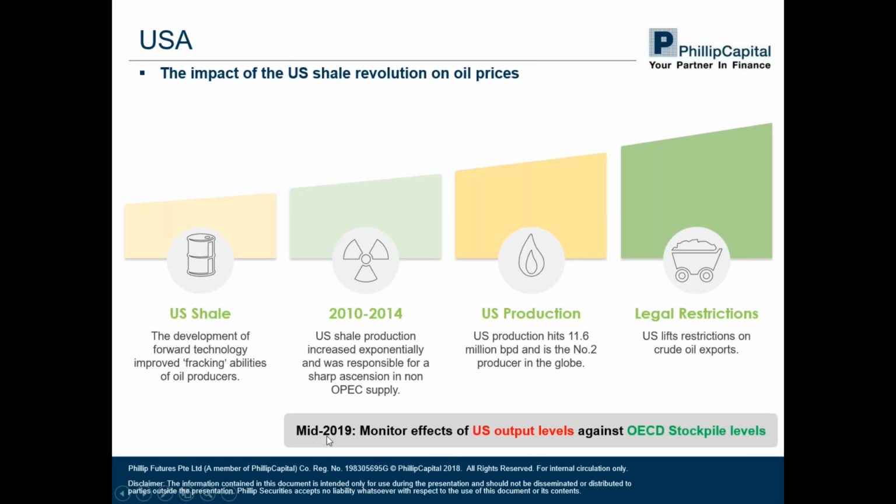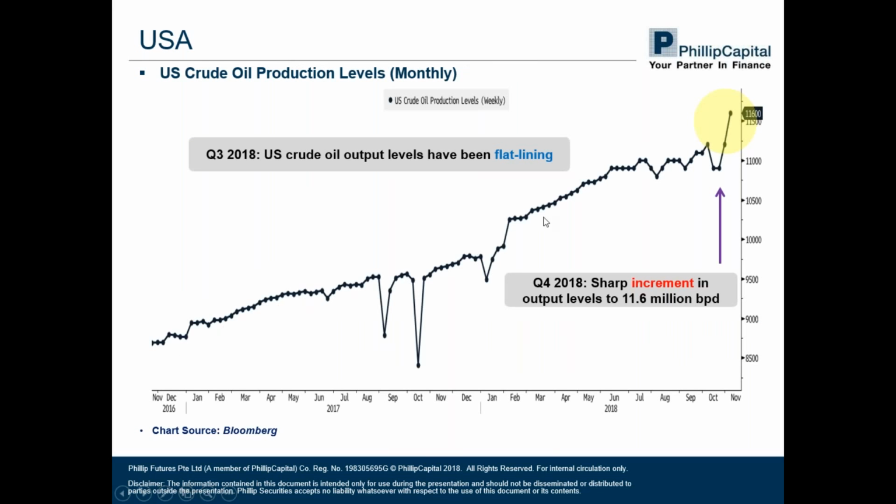So, 2019, you want to monitor the effects of US production against OECD stockpile levels. The level actually is on an upward trajectory. It's a flat line, right? You can see it's flatlining here in the third quarter. This is largely due to transportation issues.